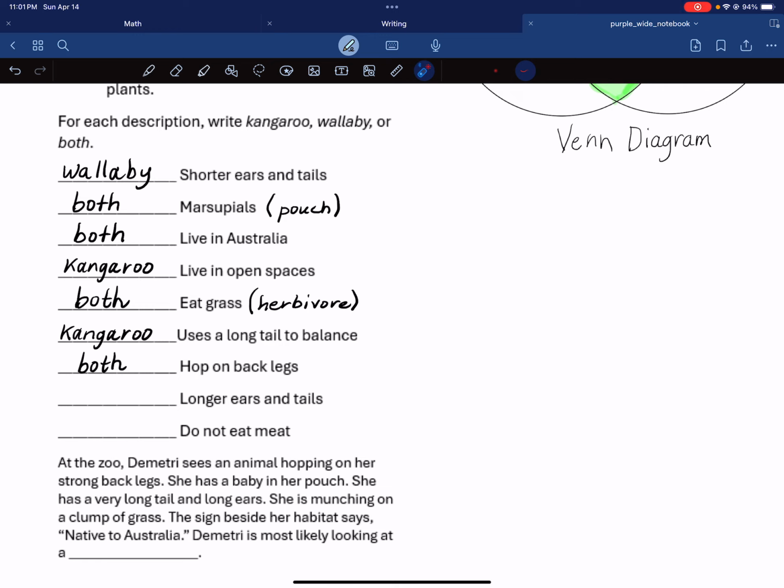The one that has longer ears and tails, those would be kangaroos. We're going to be experts on these two animals. Do not eat meat. Those are both. Meat eaters are called carnivores. These animals are plant eaters.